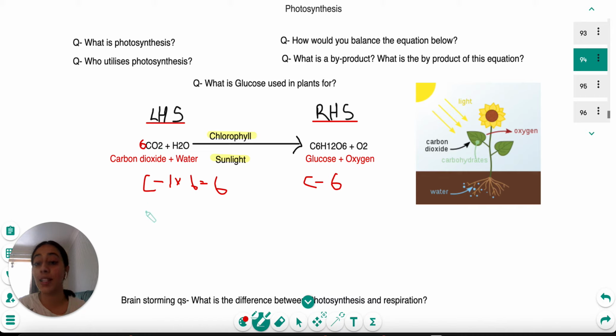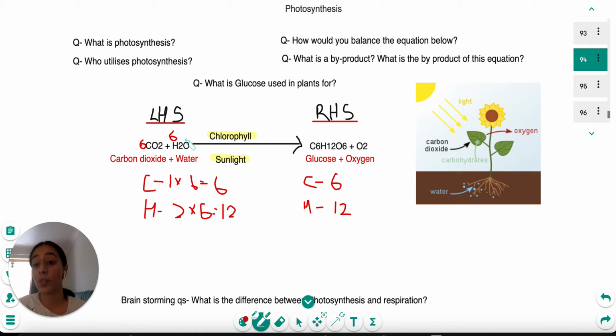Now let's balance the hydrogens on both the sides. So there's 2 hydrogens here, well done. And how many hydrogens on the right-hand side? There's 12, exactly, because it says H12. Now, how do we make them equal? What do we multiply 2 with to get 12? 6, exactly. So 2 times 6 is 12. Perfect. Now, what do we do with the 6? Yep, we put it in front of the H2O. So now, the hydrogens and carbons are now balanced.